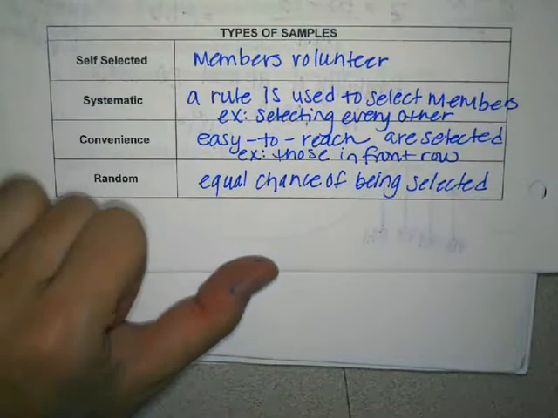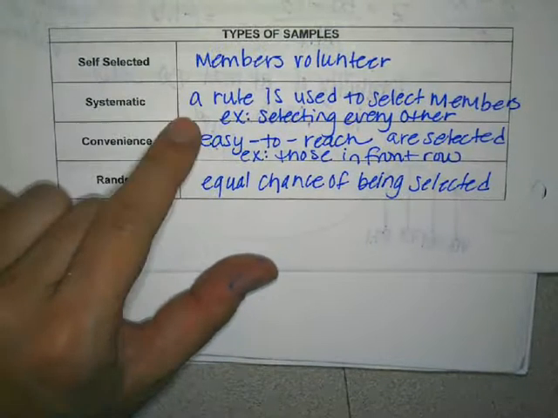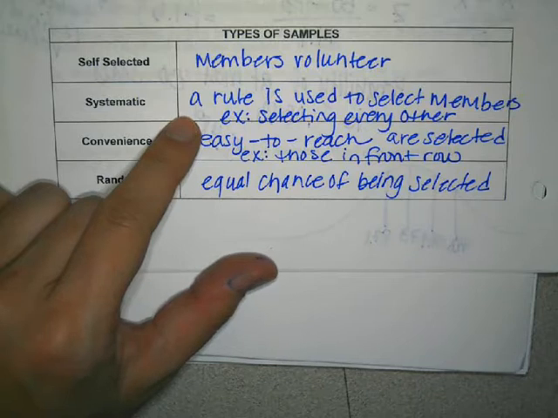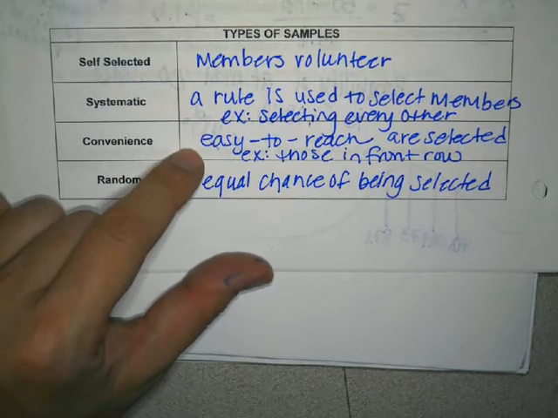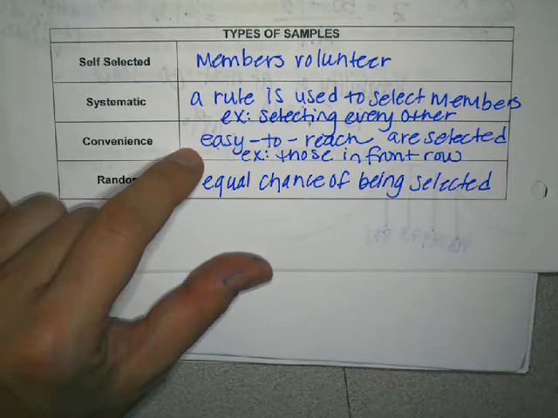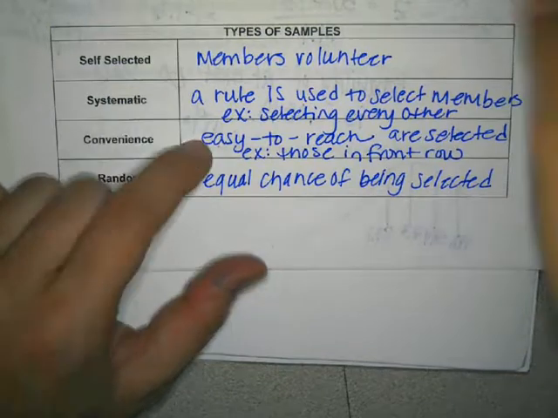Okay, so in looking at the 4 samples that we have, the coaches aren't volunteering, so it can't be self-selected. There's not really a rule. He's not saying I'm going to call every other coach. Convenience would be actually the one that this would be, because he's only selecting the coaches that he has cell phone numbers for. It's because he wants it to be quick and easy. So convenience sampling.